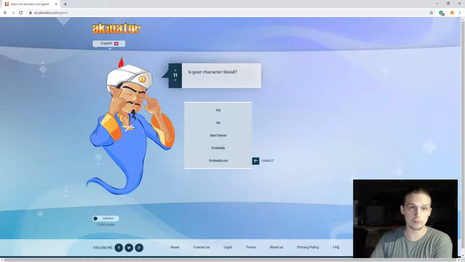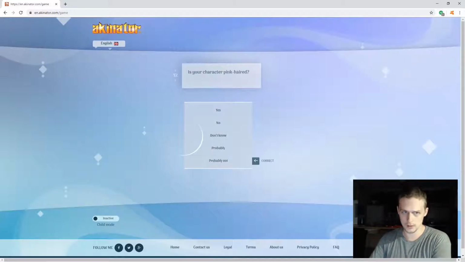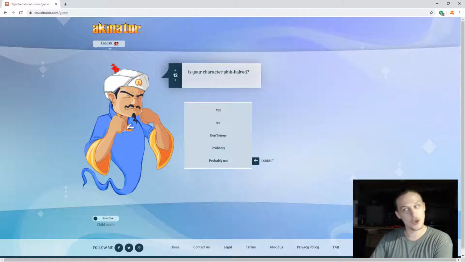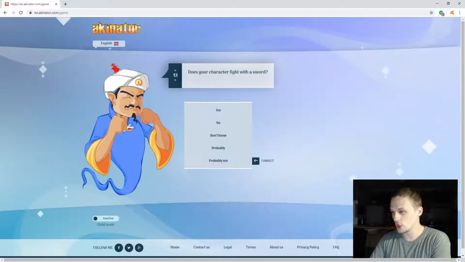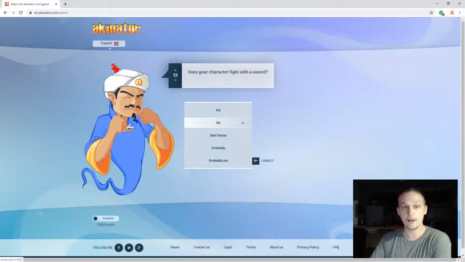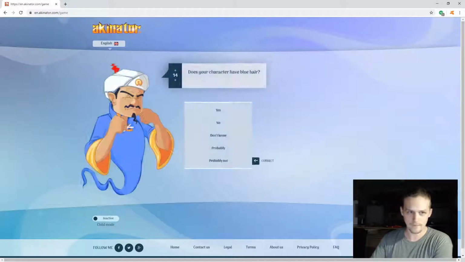Is the character blonde? No, she is not. She is red-haired. Pink-haired? Nope, she's red-haired. Very specific. Does your character fight with a sword? She has a sword but doesn't use it. So she has a sword but doesn't use it. Fight, and specifically fight with a sword. No. Does your character have blue hair? No, she has red hair.